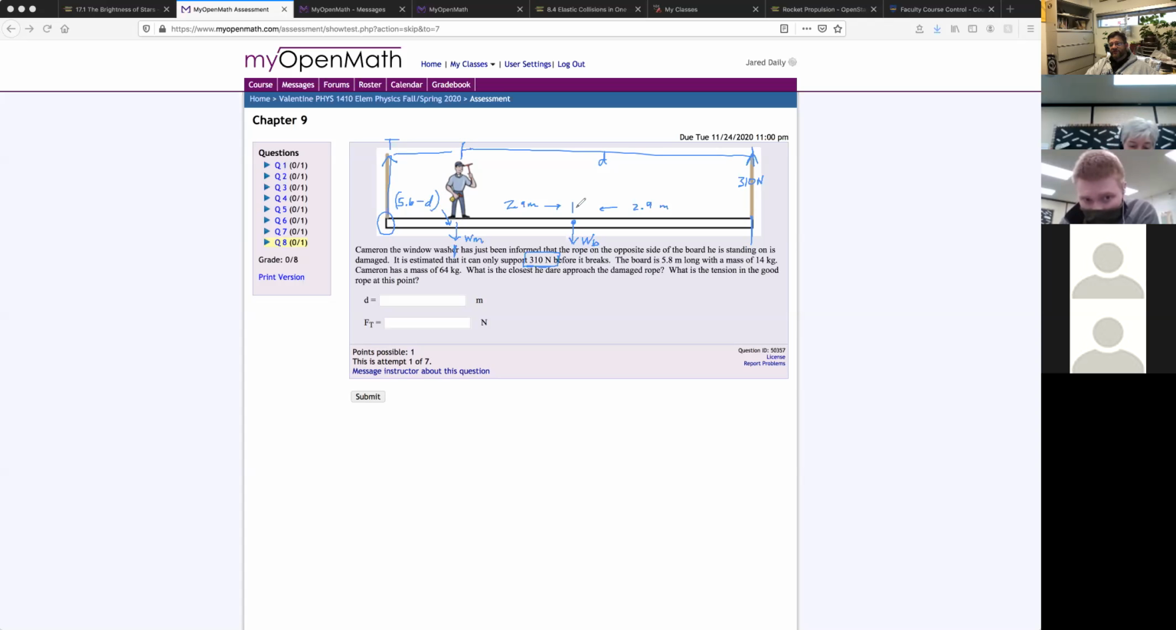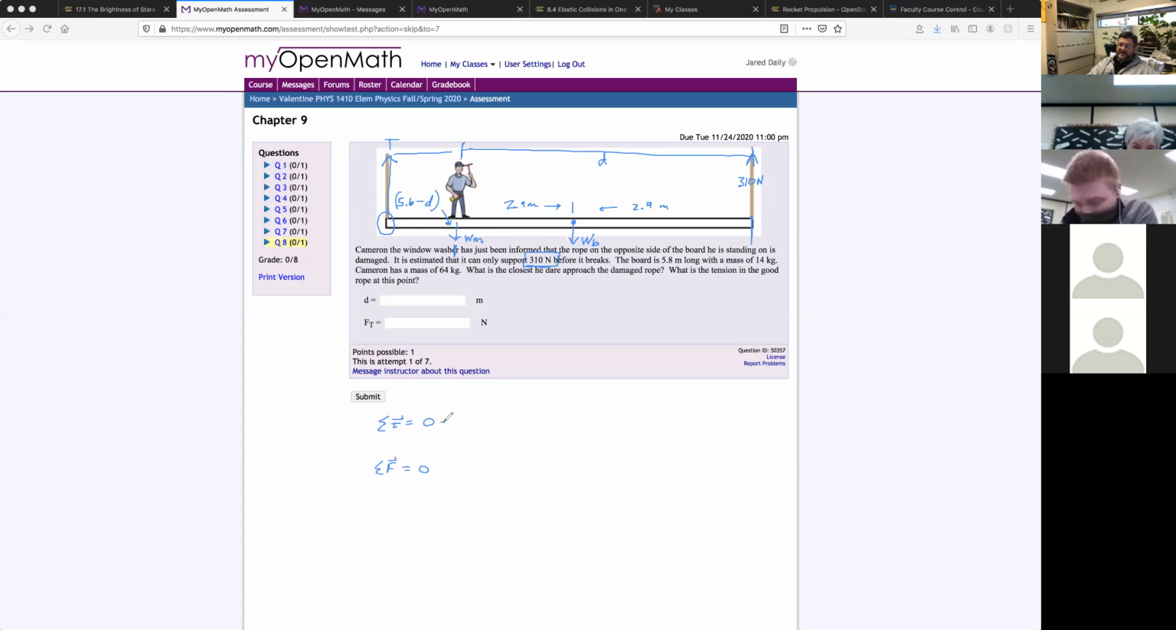The distance for the force for the weight of the board is going to be half the board, 2.9 meters. And the distance for the 310 newtons of tension on the far side is going to be the entire length of the board. And now we're ready to go. So there are two equations. The sum of the torques has to equal 0. These are vectors. And the sum of the forces has to equal 0.